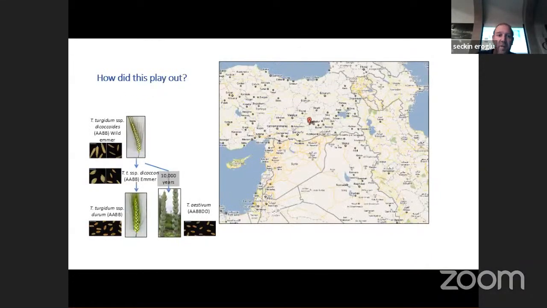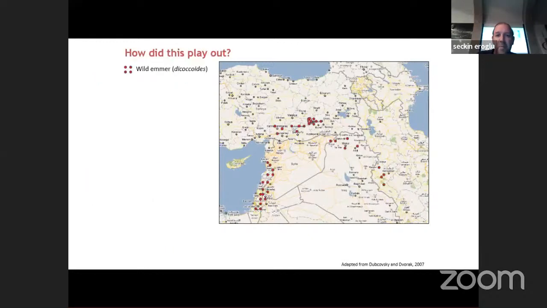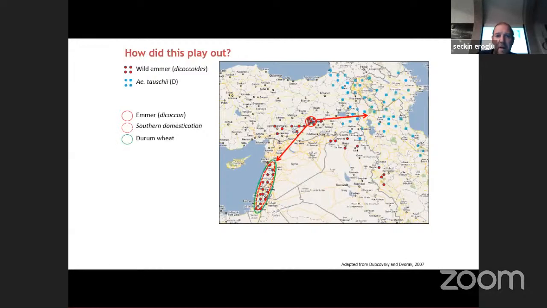And this sort of played out like this. So the wild emmer cross was, as I said, southeast in Turkey. There were two domestications, one here in Turkey, and one the southern domestication. And then moving over further to what is now Iran, the crossing with Aegilops tauschii came about, and this was then domesticated in this area.